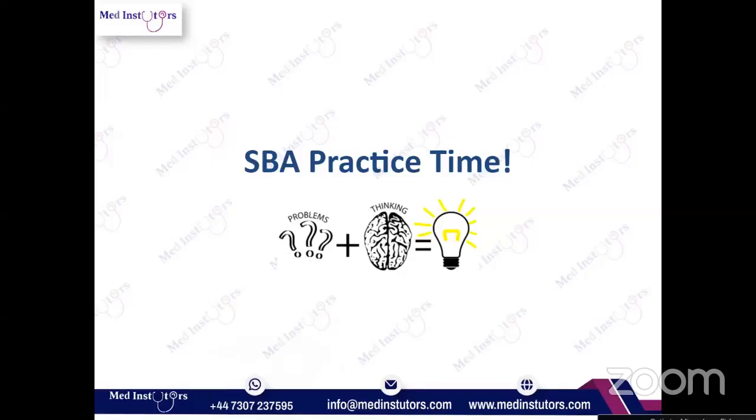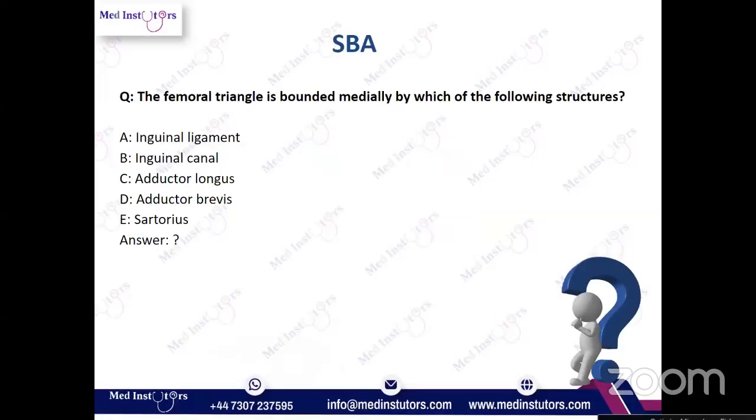Okay, so you have 45 seconds to answer this question. Your question is: the femoral triangle is bounded medially by which of the following structures? Option A, inguinal ligament; B, inguinal canal; C, adductor longus; D, adductor brevis; and E, sartorius. Write your answer in the chat box.